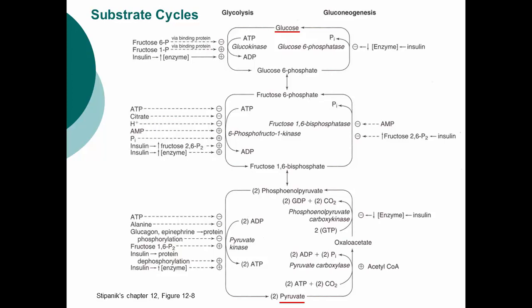So glucokinase is one of the key reactions in glycolysis, and the second one is phosphofructokinase 1. The key reaction in glycolysis catalyzes the conversion of fructose 6-phosphate to fructose 1,6-bisphosphate. And the third key reaction is pyruvate kinase, which converts phosphoenolpyruvate to pyruvate, right?